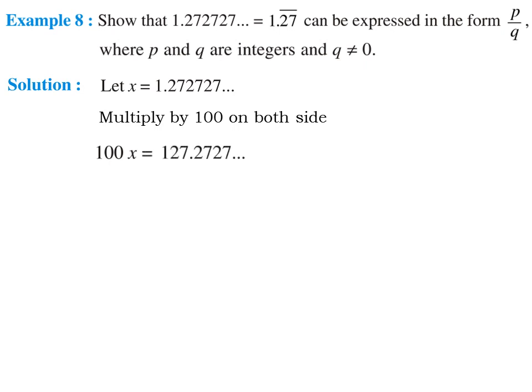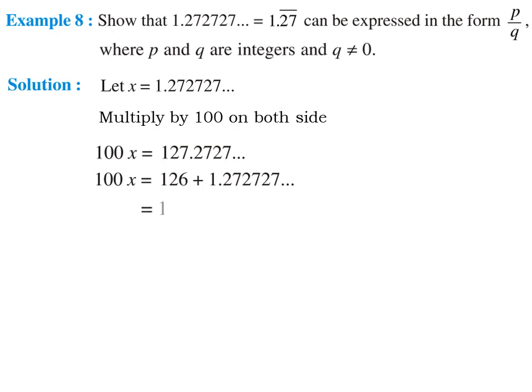Again, what do we have to do? We have to separate the value 127.2727 up to infinite times into two parts, such that one part should be your x. So I can write 100x equals 126 plus 1.272727 up to infinite times. So what will it become?